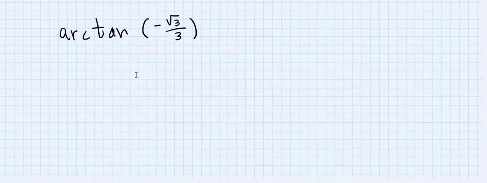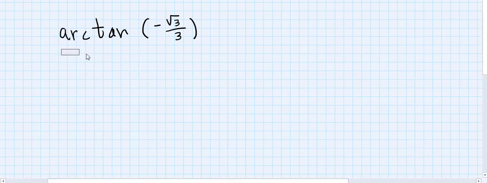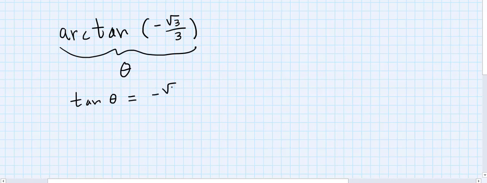Let's take a look at some examples. Let's first look at arctangent of negative radical 3 over 3. So this whole thing is theta. We're looking for tangent of what angle will equal negative radical 3 over 3. Now recall, we just talked about the restriction on inverse tangent, which goes from negative pi over 2 to pi over 2.